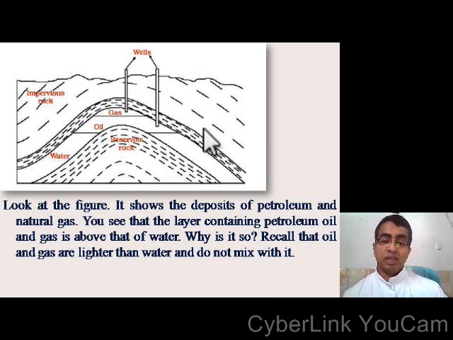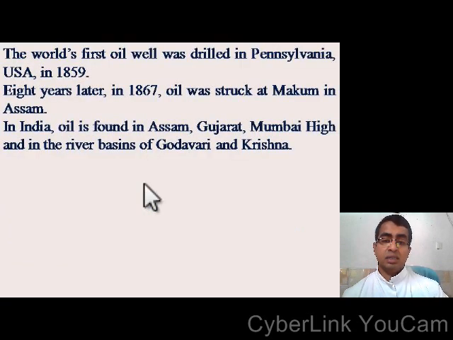Just look at this figure. It shows the deposits of petroleum and natural gas. You can see that the layers containing petroleum, oil, and gas are above that of water. Why is it so? You know, oil and gas are lighter than water and do not mix with it.